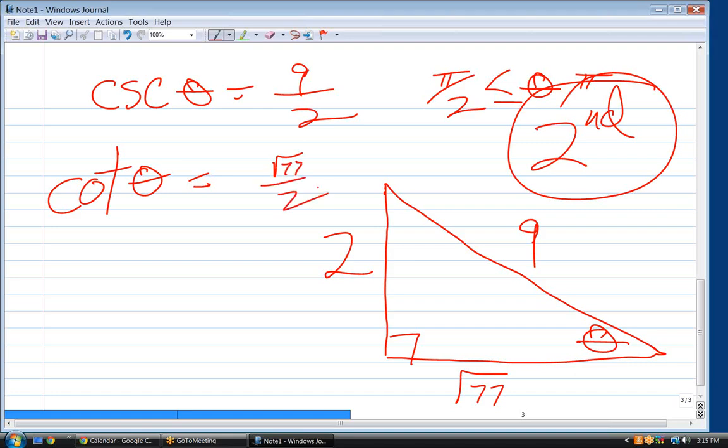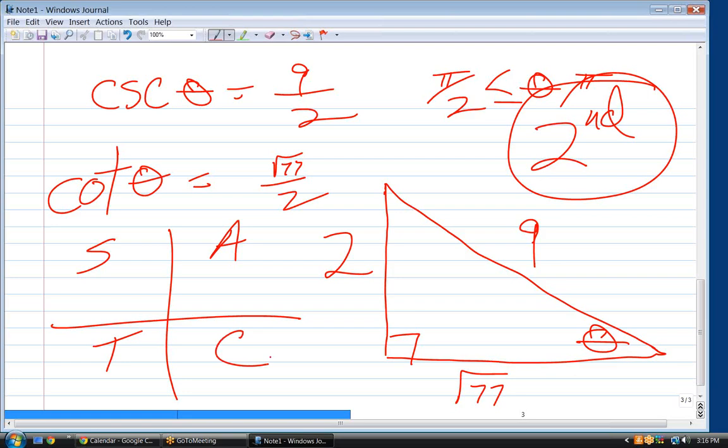Yeah, root 77 over 2. Now, because it's in the second quadrant, what is the plus or minus sign on it? It's on cosine? All Students Take Calculus. Oh, so it's on the sine. So only sine and its reciprocal are positive, and its reciprocal is cosecant. So cosecant, that's why it was positive.